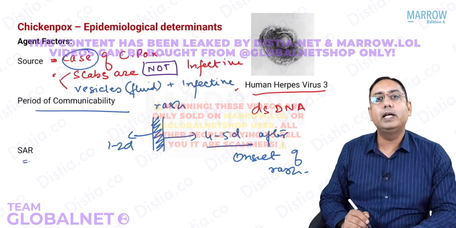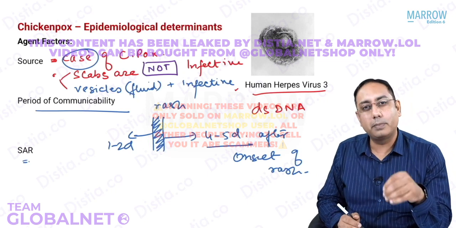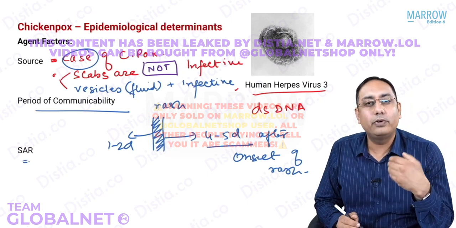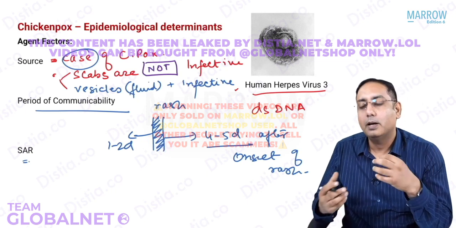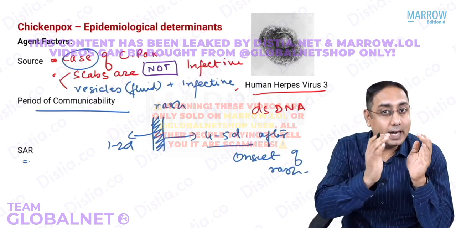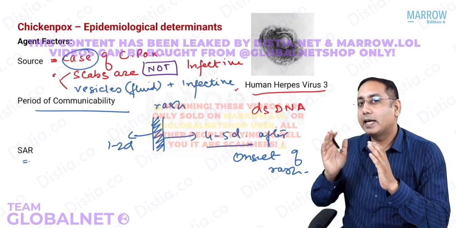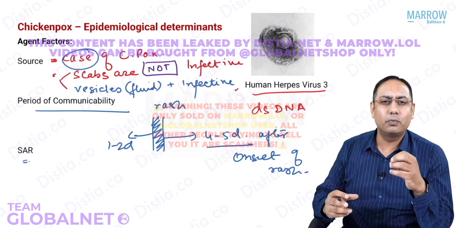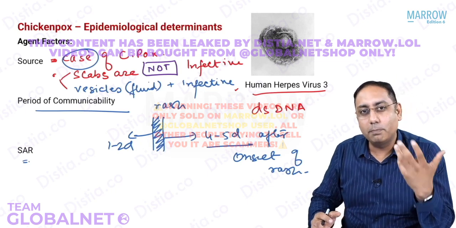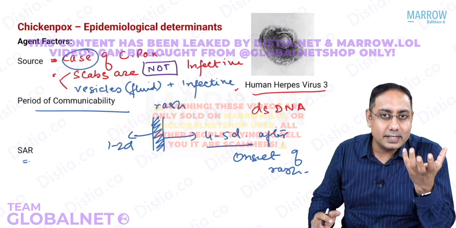What is the secondary attack rate? In your Park textbook, sometimes books will try to confuse us. There is a difference between a second attack rate and a secondary attack rate. I know it's so bad sometimes, why do you make things more complicated? So please note that there is a second attack rate.